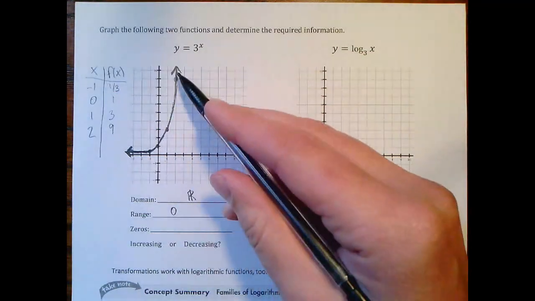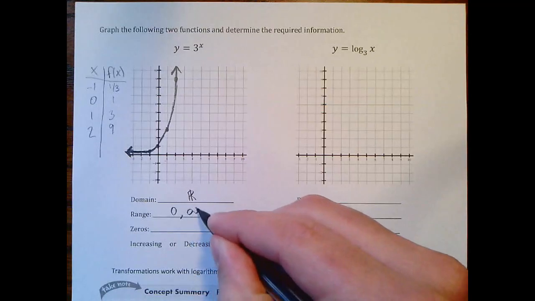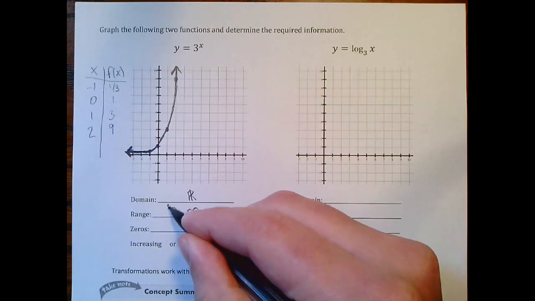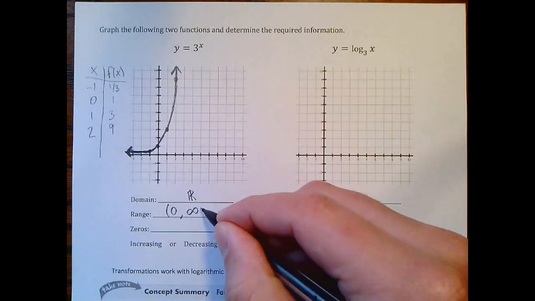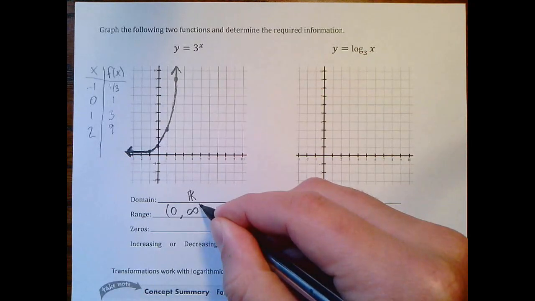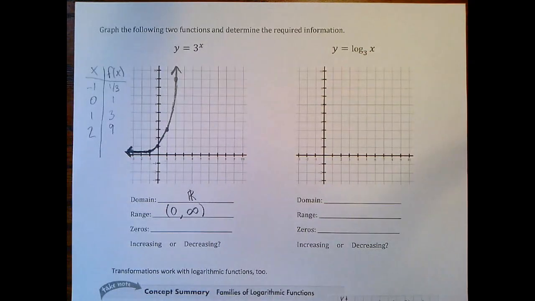We know that the highest the graph is going to go is positive infinity, so we'll go positive infinity. We know we're not going to actually get to 0, so it's going to be a parenthesis. We know infinity is not a quantifiable amount, so it also is going to get a parenthesis.